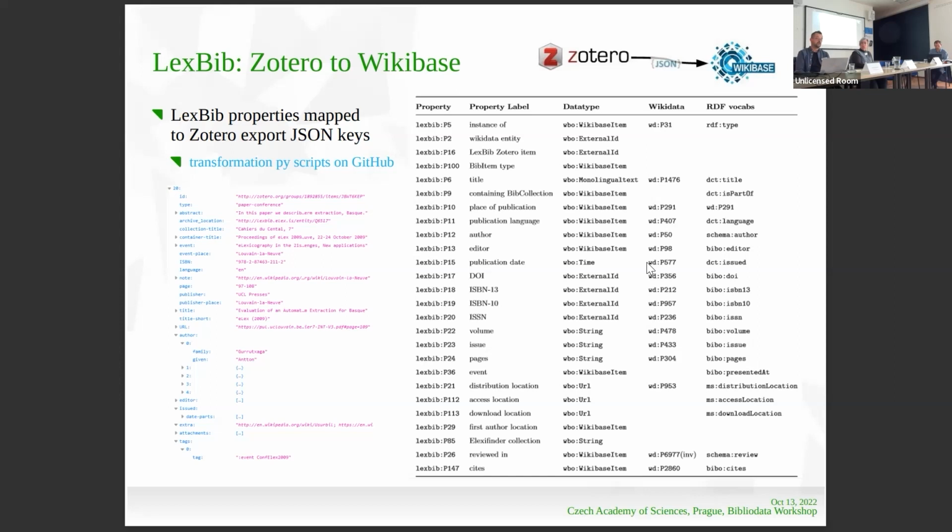Since the underlying data model is the same, it is only about aligning properties and respecting the Wikibase data type, and then it can be straightforwardly synchronized, or you get the data you don't have on one side from the other, whatever you want, you can do.